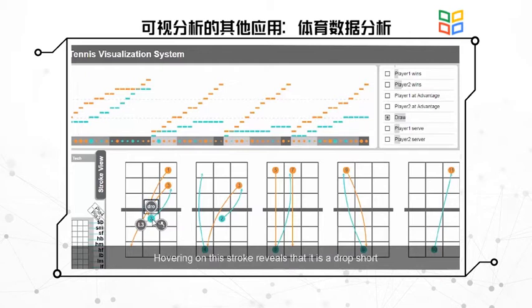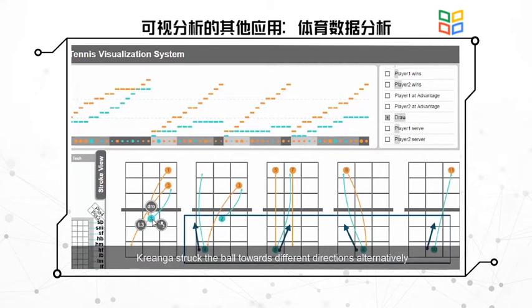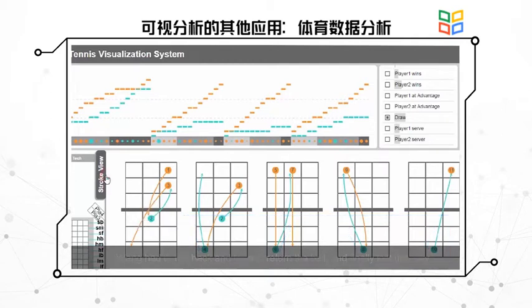Hovering on this stroke revealed that it is a drop short. It seems that Krianga struck this stroke with a low-quality drop short. However, Krianga struck the ball towards different directions alternatively. 1 had to run back and forth to return the ball, and finally lost this rally.